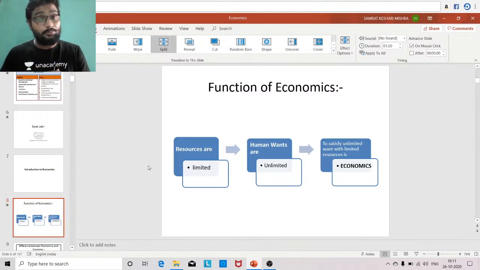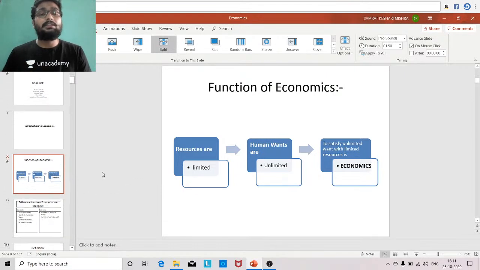limited with respect to production. So the question is, you need to understand that resources are there to satisfy human wants. Human wants are unlimited and the resources are limited. Then what do you want? We want to satisfy those unlimited human wants by using limited resources. So for that purpose, what we need to do is allocate the resources.